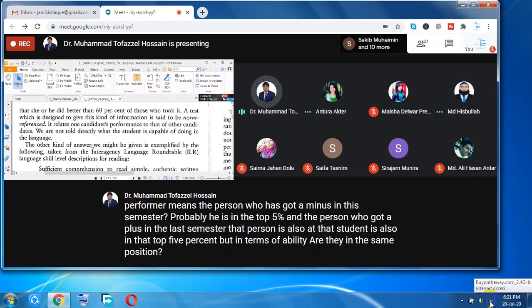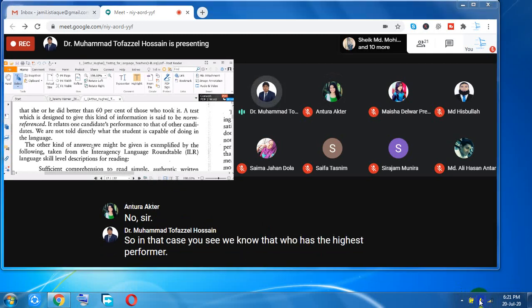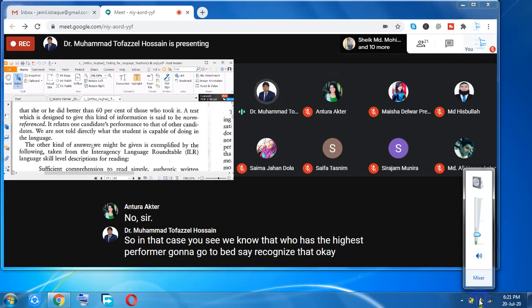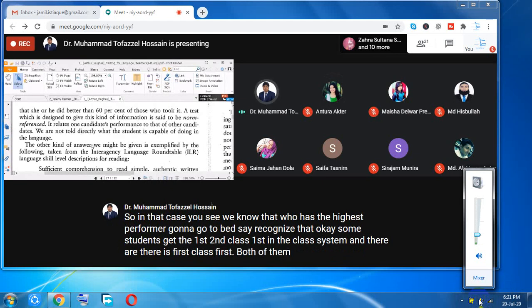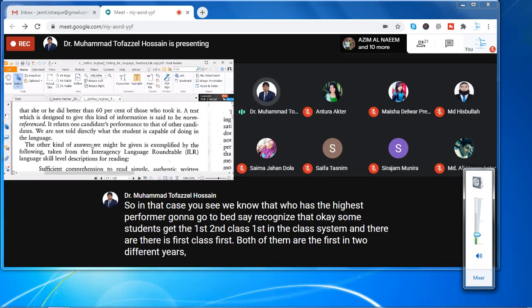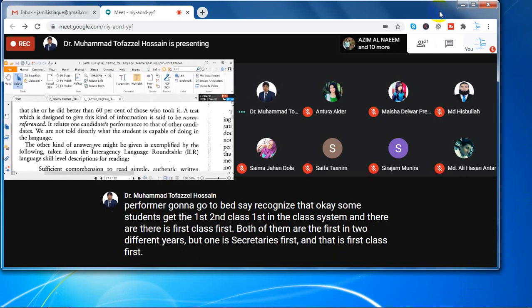Do you find that the performance is the same? No, sir. Okay, so in that case, we know who was the highest performer. In some batches it happens that some students get first in the class system, where one is second class first and another is first class first. Both of them are first in two different years, but one is second class first, another is first class first. You understand?